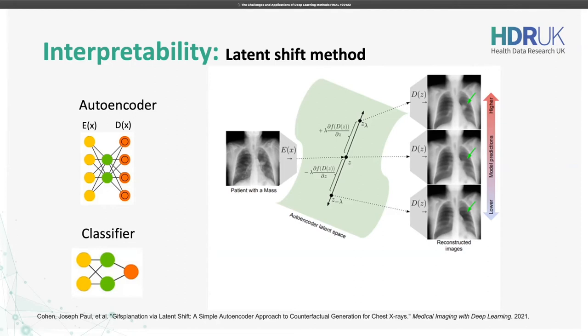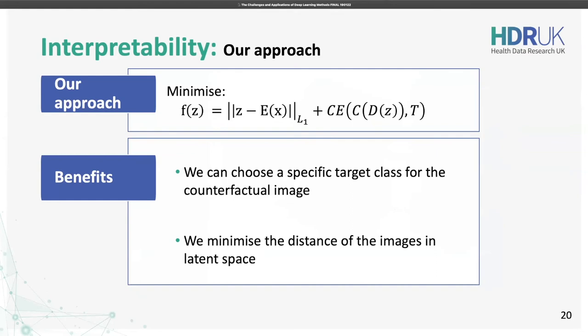So here is shown our approach. What we do is we basically minimize the equation that is shown here. There are two terms, basically. The first term is the L1 norm between the latent space of the original image and the latent space of the counterfactual image, the reconstructed image. So we want to minimize this distance because we think it's important that the generated image is as close as possible to the original image, so that the changes that we observe can be attributed really to the class shift and not just to random noise. So this is the first modification.